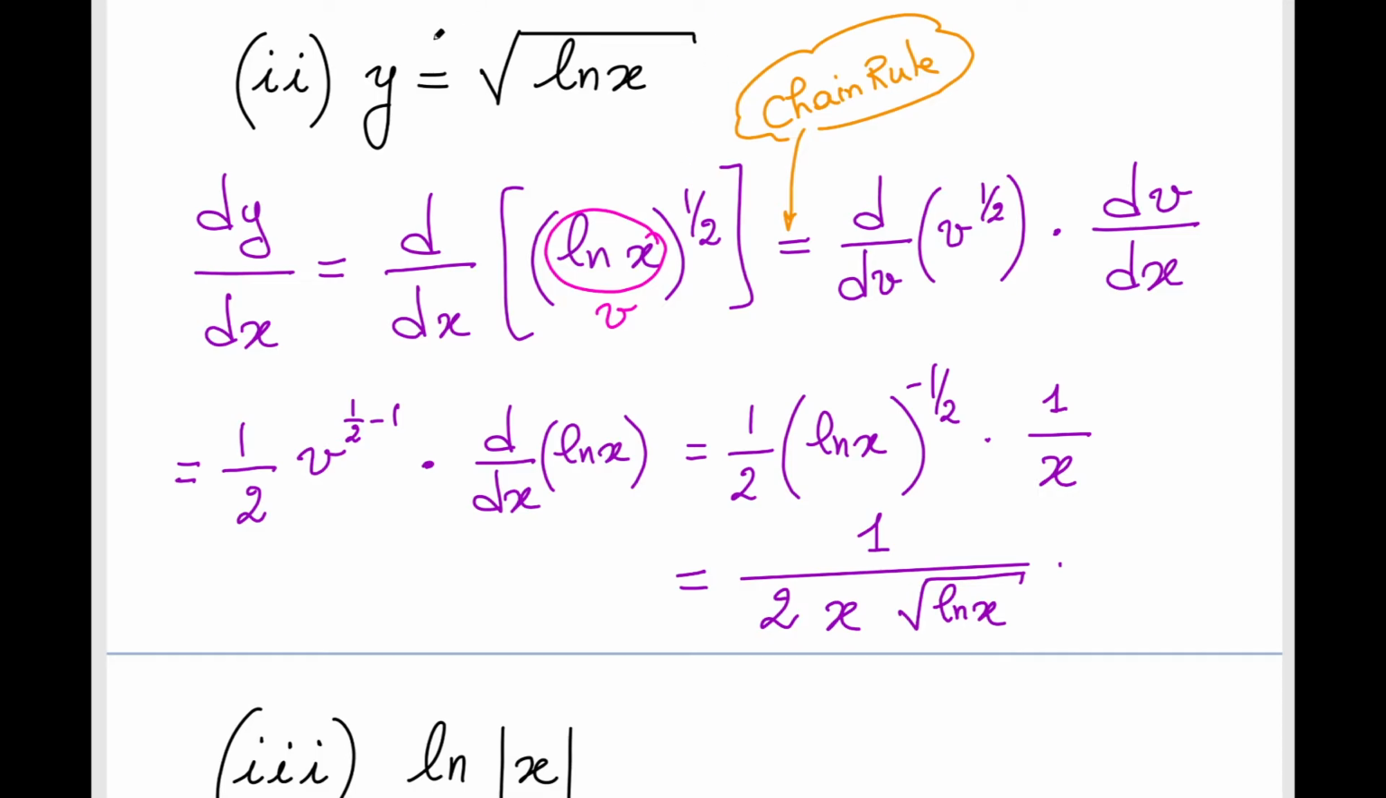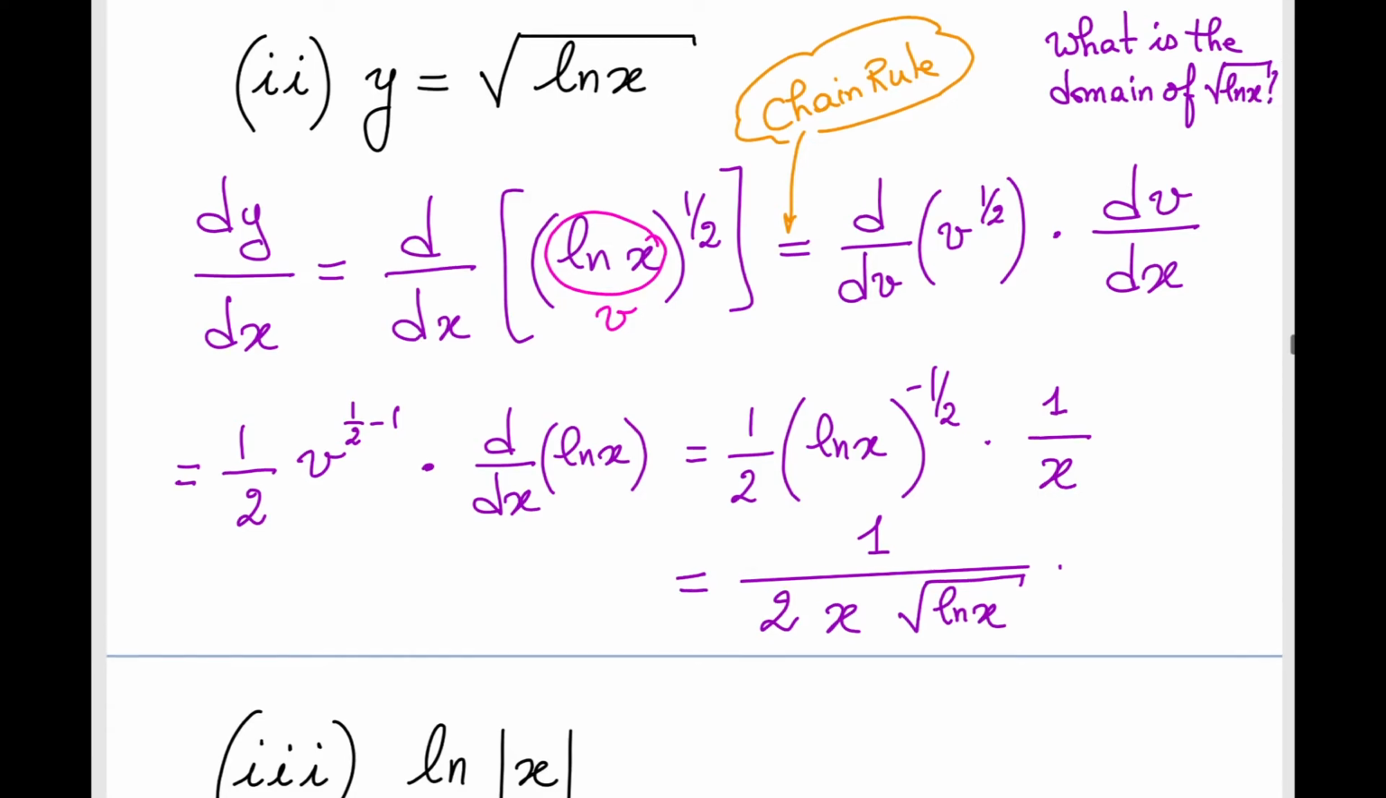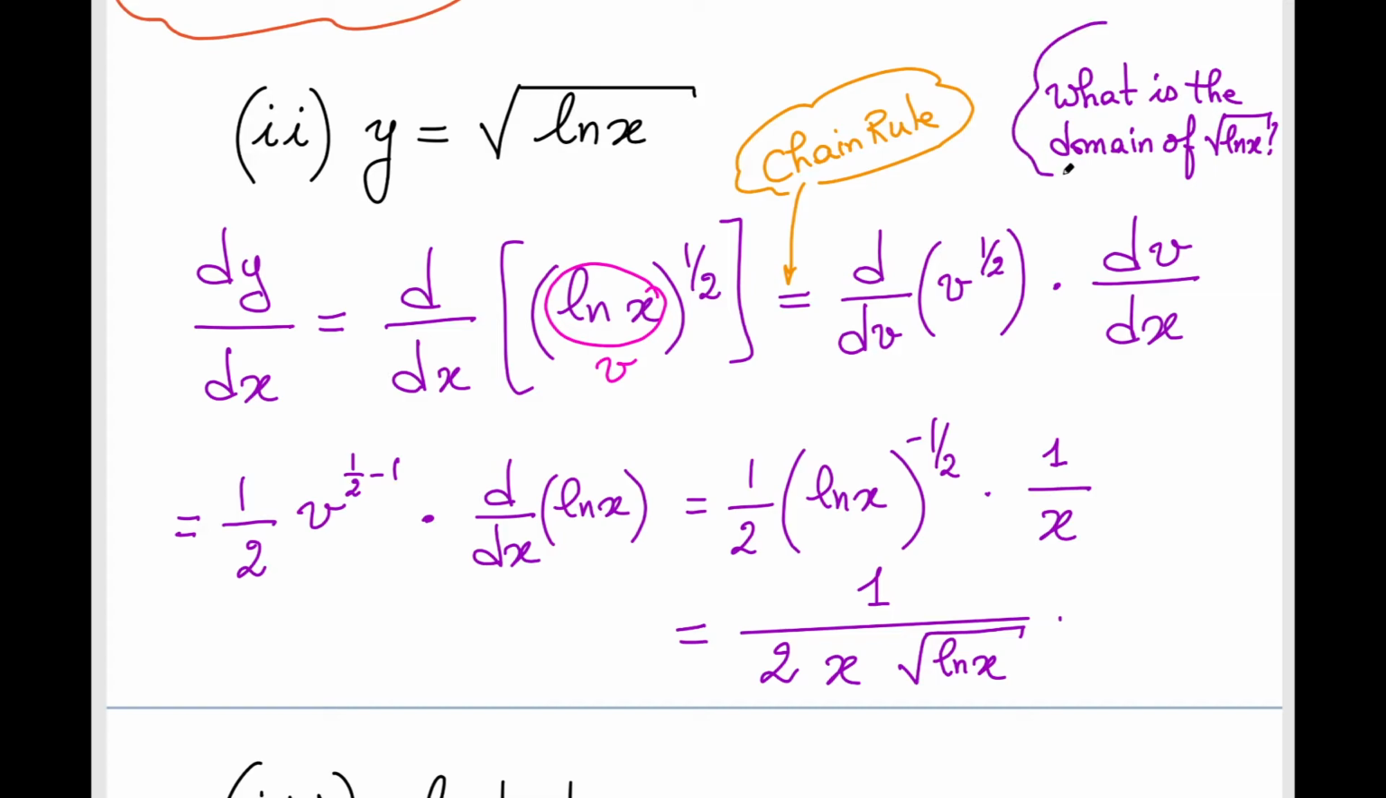What's the domain of this function, by the way? Is it for all positive x? How about I leave it as an exercise for you? What is the domain of this function, square root of ln x? I can assure you that the domain is not 0 to infinity, because there are numbers that allow ln x to be negative. Remember ln x, how the graph looks like?